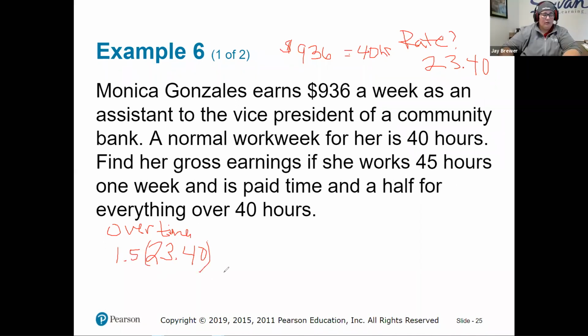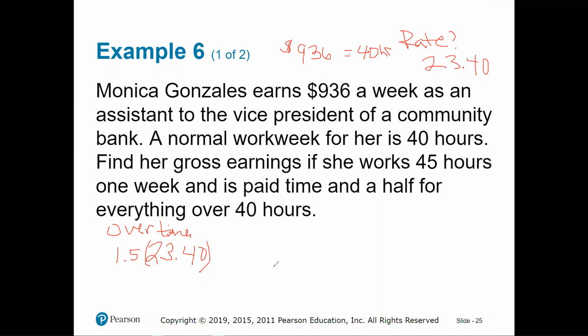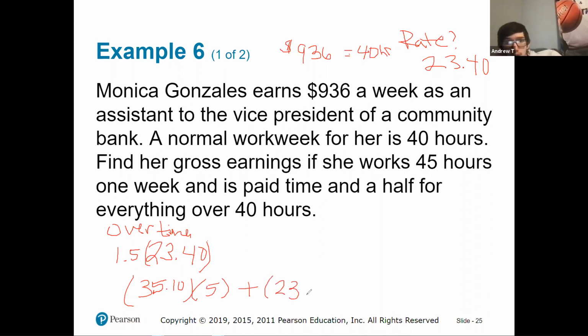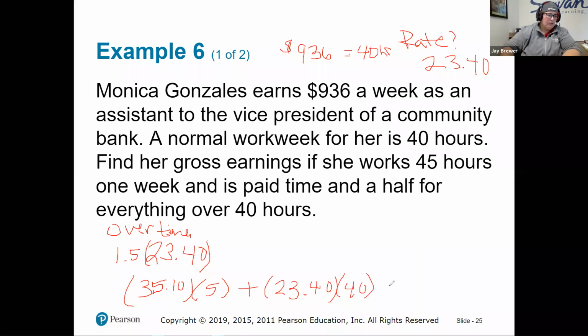So what's our overtime rate going to be? 35.1. So we will take 35.1 and multiply it by 5. Why am I choosing by 5? That's 5 hours past the 40. Very good. And then we'll take 2340 and we'll multiply it by 40.